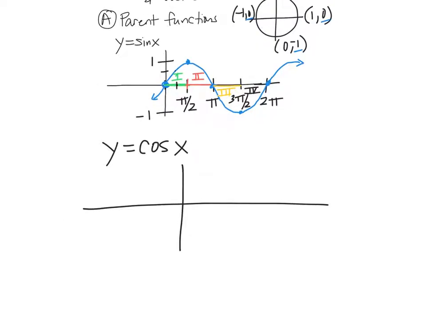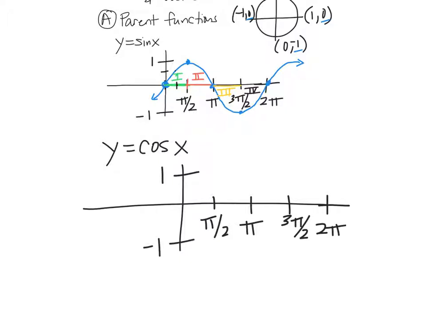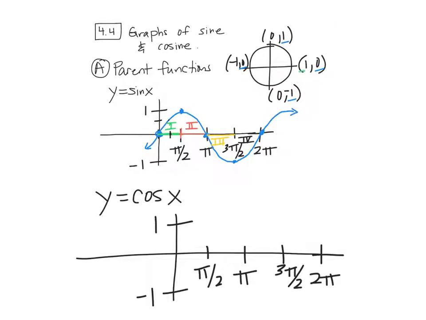So cosine, we're going to have the same tick marks. 1, 2, 3, 4. And at the end of 4, I'm going to write 2 pi. Pi is half of that. In the middle is pi over 2 and 3 pi over 2. And then let's say we're going to go up to 1 and down to negative 1. We always stay between negative 1 and 1 for our parent functions. All right, and then if we were going to go around the unit circle, we're looking at the x values now. Okay, the x values up here.